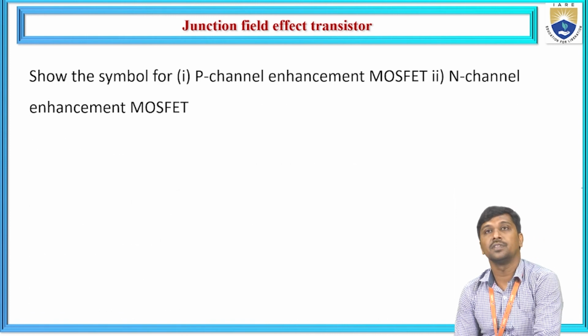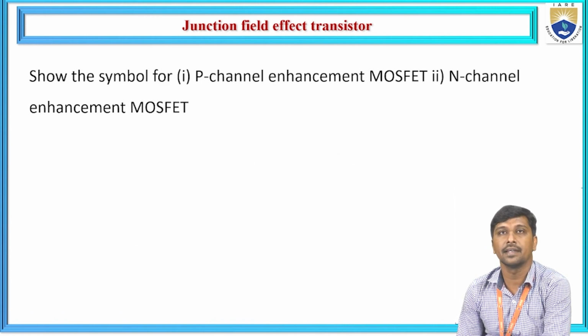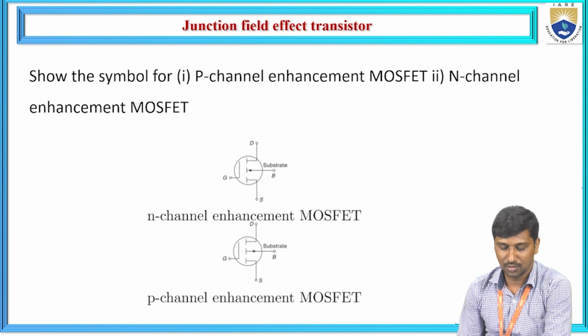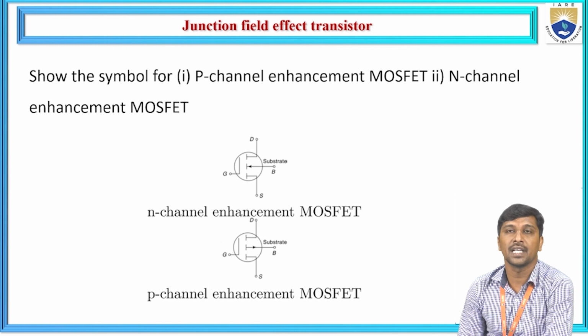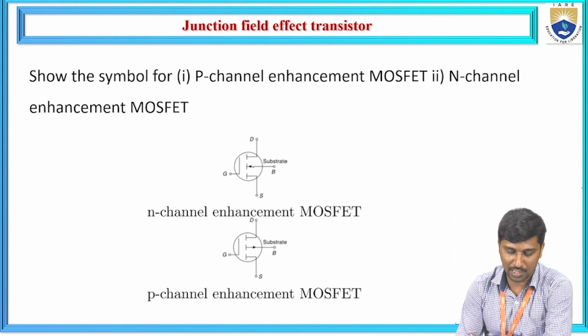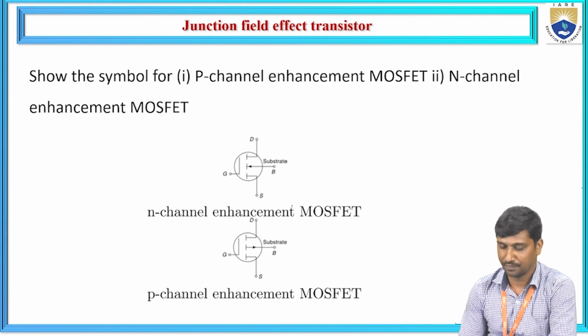Now show the symbols for P channel enhancement and N channel enhancement MOSFETs. The difference is due to depletion and enhancement. In depletion, a channel is established between source and drain. But in enhancement mode, there is no channel while constructing the transistor. Hence, these terminals are individual source and drain.